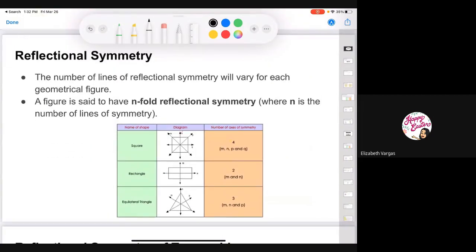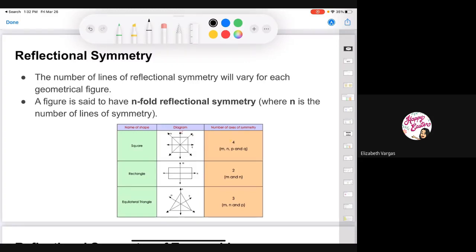So reflectional symmetry. What we're actually going to get into, and this may be the only new thing as far as reflectional symmetry, is that the number of lines of reflectional symmetry will vary from each geometric figure, right? Not every figure has the same lines of symmetry. Some have fewer, some have none, some have more than others. Well, a figure is actually said to have n-fold reflectional symmetry, where n is equal to the number of lines of symmetry. So basically, instead of saying, oh, that square has 4 lines of symmetry, what we'd actually say is that square has 4-fold reflectional symmetry, and that's kind of how we talk about it in geometry.